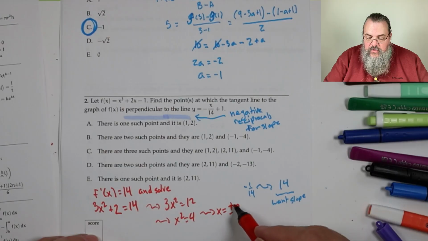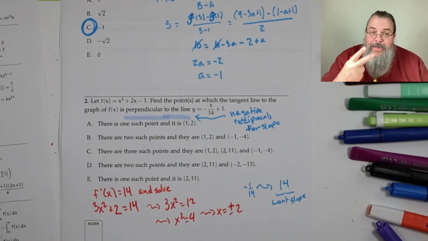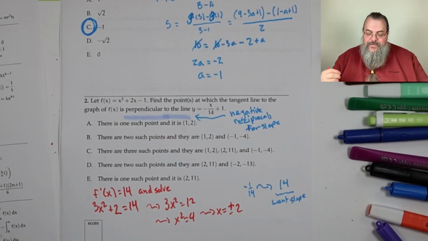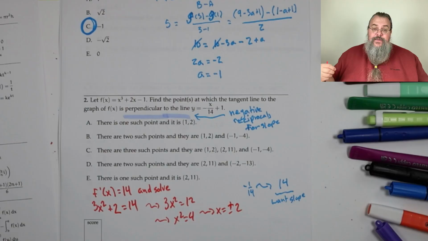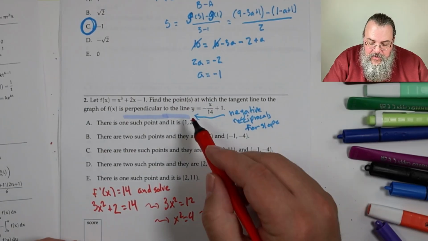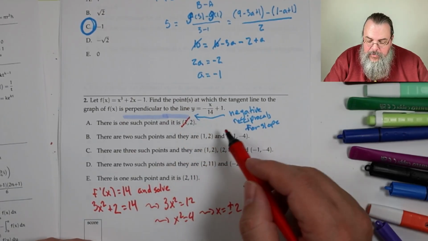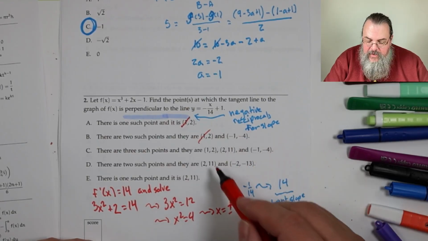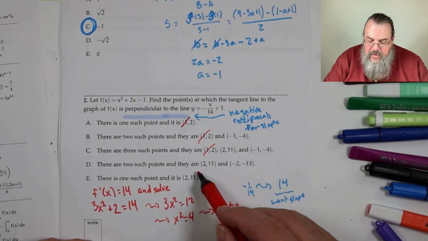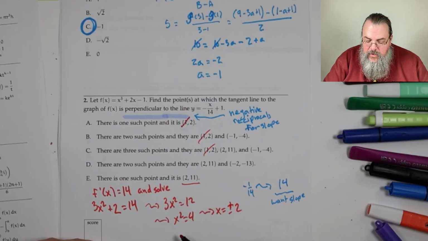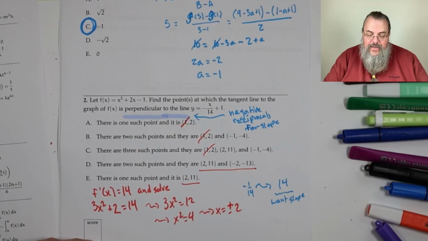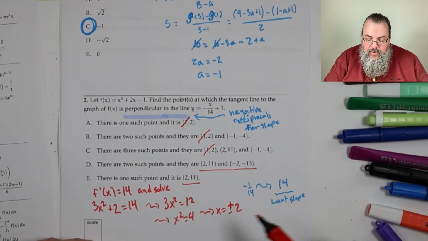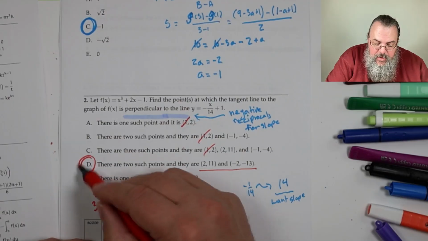So that says, hey, there are going to be two locations where this happens. One is at positive 2, and one is at negative 2. And so I say, well, that's not a positive 2 or a negative 2, so that's out, that's out, that's out. And this has 2, 11, and negative 2, negative 13. It says you have to find the points, so the answer has to be D.